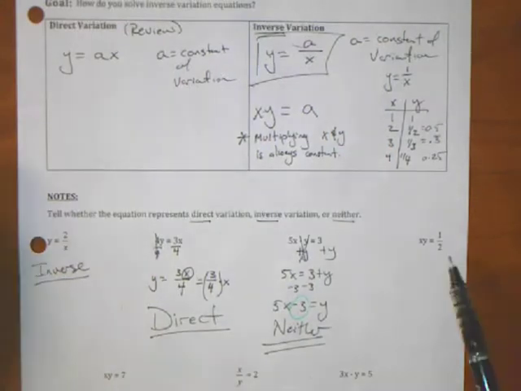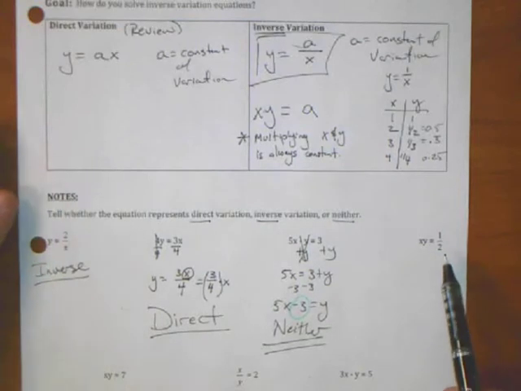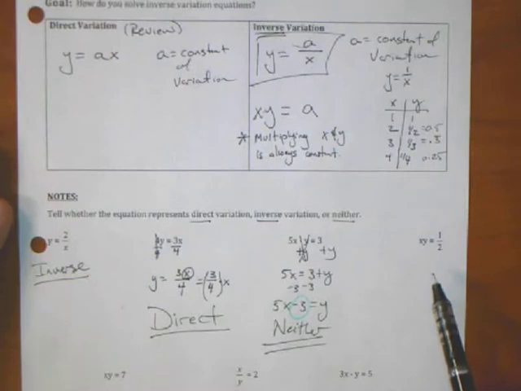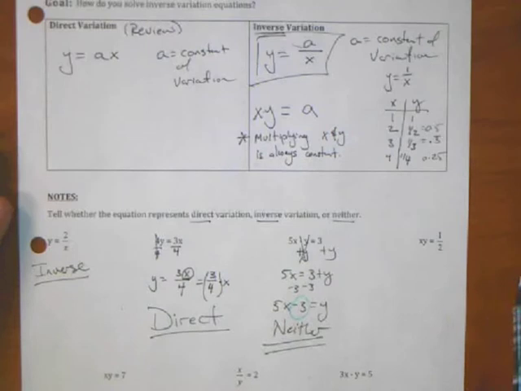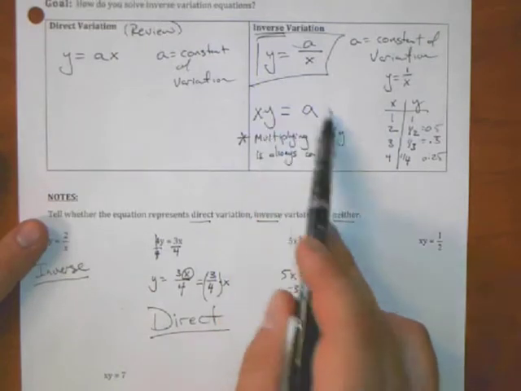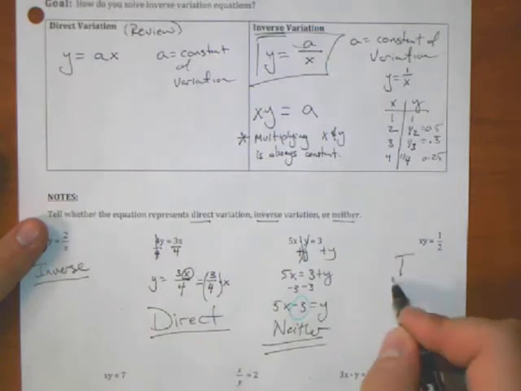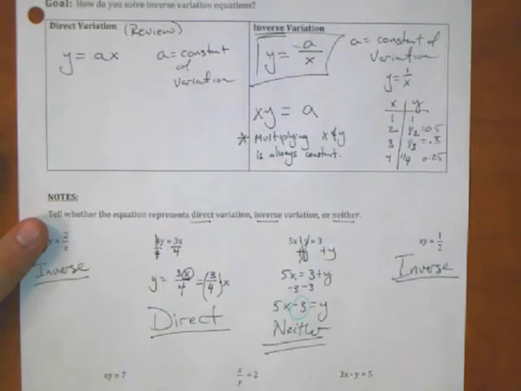I'd like to do the last one with you guys, and then I want you to do the bottom 3 on your own. So xy equals 1/2. Is this going to be direct, inverse, or neither? Why inverse? Because it says so in the notes. Yeah, it looks like one of the forms of inverse is x times y equals something. That is another way to rewrite an inverse variation. So this is certainly an inverse variation.